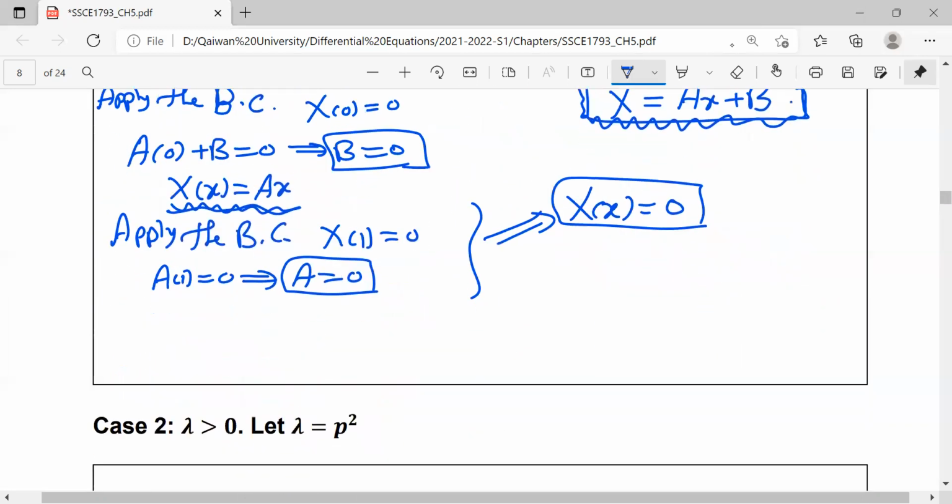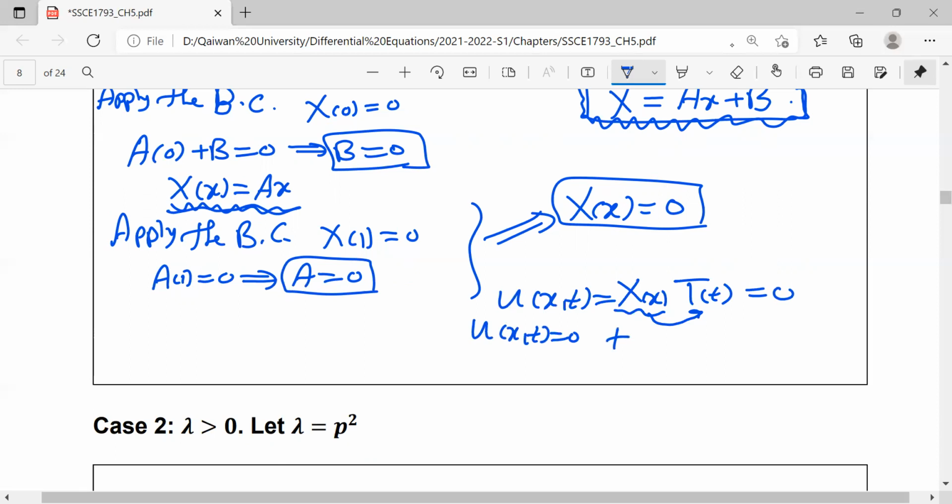Do we need to find T or not? Look, we say u of xt equals X of x times T of t. If this is 0, if you multiply by T, and T can be anything, it's still 0. That means u is 0. And at the beginning, I said we don't need a trivial solution. We need to look for a non-trivial solution. This is a trivial solution. This equals 0, so u of xt is 0. It's a trivial solution.